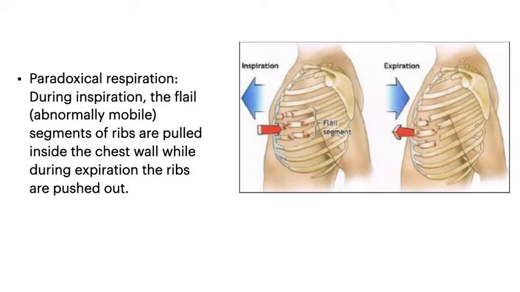Paradoxical respiration, what is this? During inspiration, the flail or abnormally mobile segment of the ribs are pulled inside the chest wall, while during expiration, the ribs are pushed out.